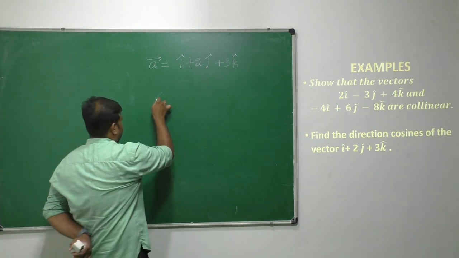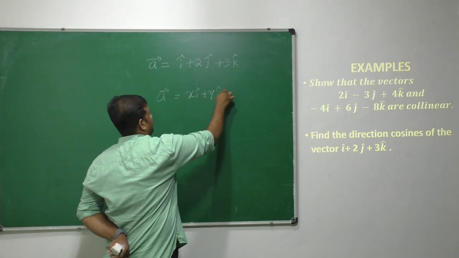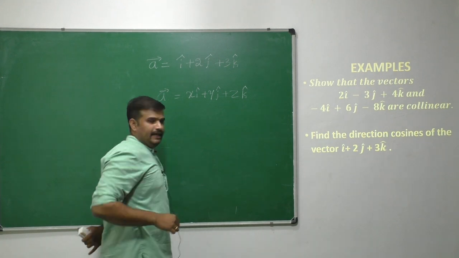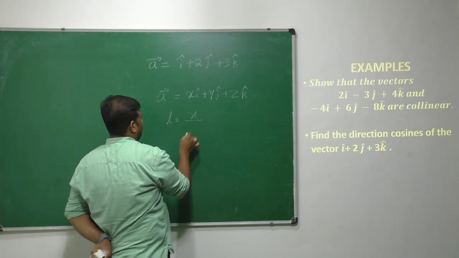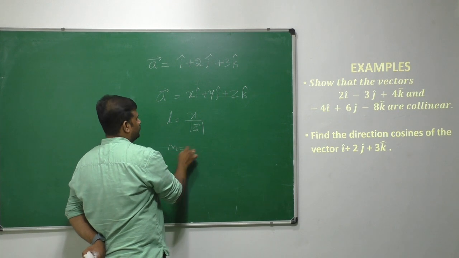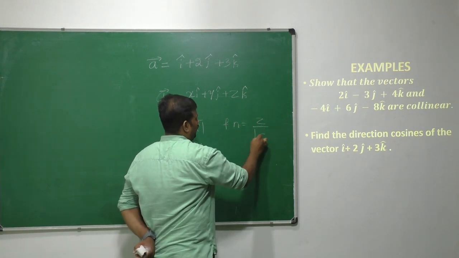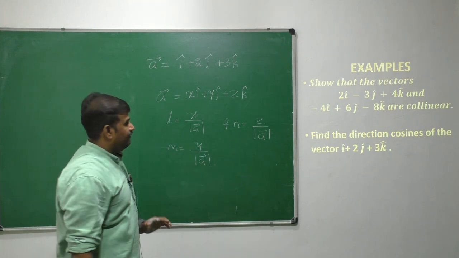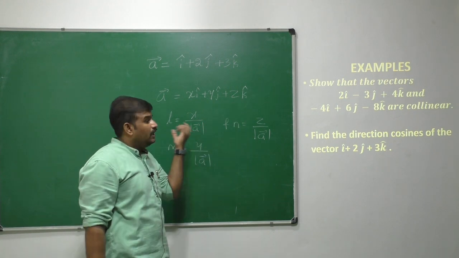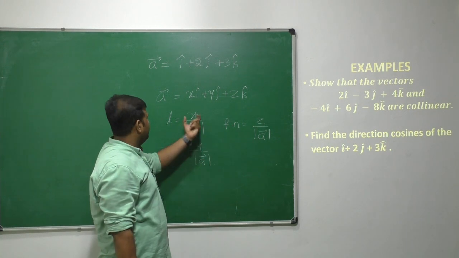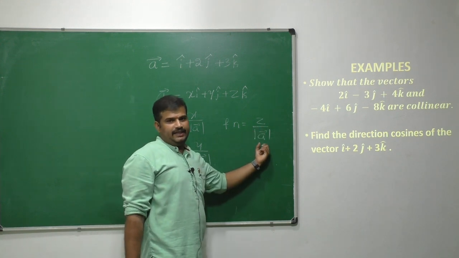So any vector in general, if the vector is in this form x I cap plus y j cap plus z k cap form, then L is always equal to x by the magnitude of vector A, M is equal to y by magnitude of vector A, and N is equal to z by magnitude of vector A. So when your vector is in this form, then your direction cosines, that is L, M and N, are defined as x by magnitude of A, M is equal to y by magnitude of A and N is equal to z by magnitude of A.